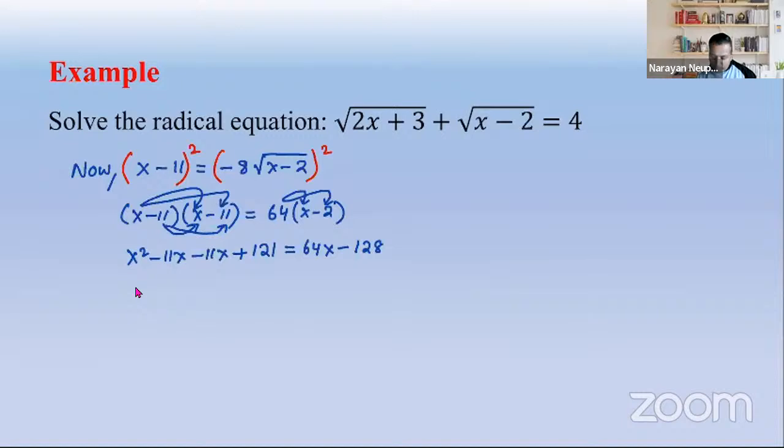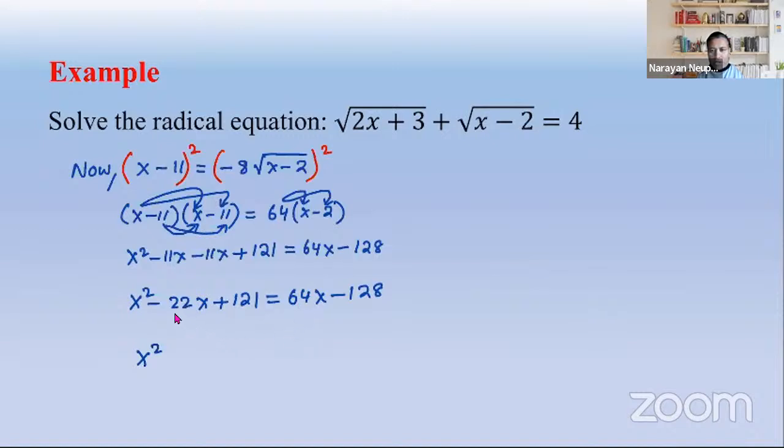So now what we get is, on the left-hand side, x squared minus 11x and another 11x is 22x, plus 121. On the right-hand side, you have 64x minus 128. Now let's combine the like terms. See, here is x squared. There are no other x squared, so it is just x squared. And then here is negative 22x, and here is 64x.